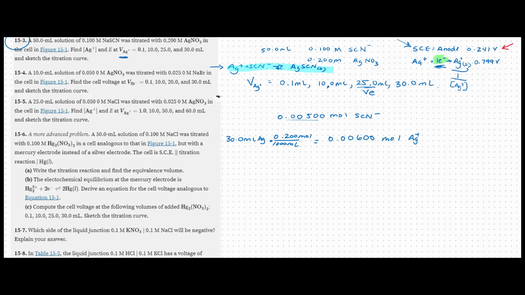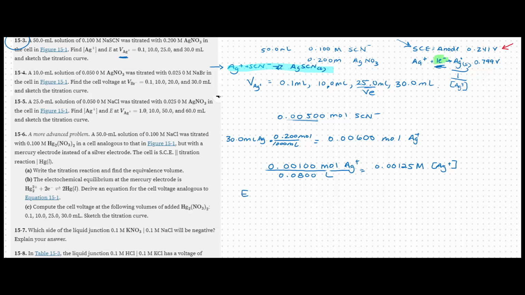So we will take away the equivalent amount of moles of thiocyanate because that's being pushed and forced into its solid. So we have 0.00100 moles of silver in excess. We don't need the moles, we need the concentration. So we need to divide this by the total volume. And the total volume at this point is 80 milliliters or 0.08 liters. So the concentration of silver now is going to be 0.00125 molar. That is our concentration of silver.